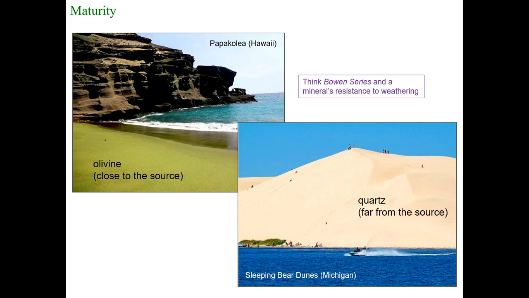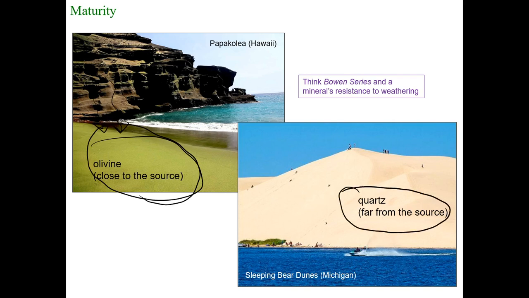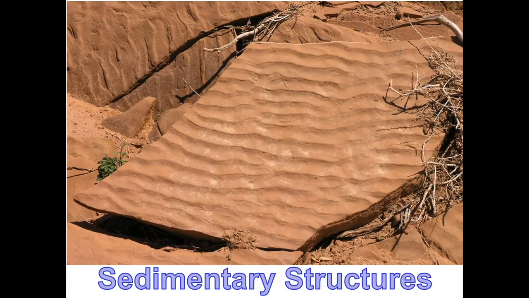Okay, so here you go. It's that green sand beach in Hawaii. You can remember that olivine is very hard to preserve. So the olivine is probably coming right out of these basalt rocks right here. It's very close to source. Whereas this quartz sand dune here at Sleeping Bear Dunes, this is a beautiful place, by the way. If you're ever in northern Michigan, I really suggest checking out Sleeping Bear Dunes. Quartz is very far from the source. Okay, it's undergone a lot of transport.